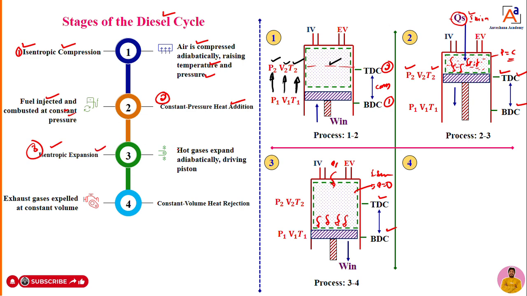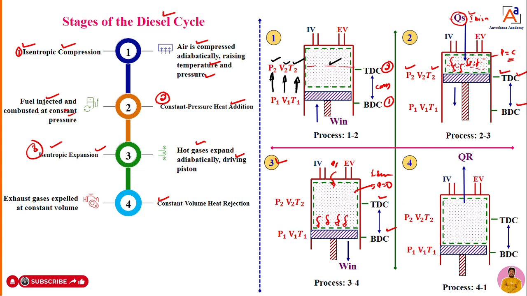In adiabatic expansion, what actually happened? Hot gases expand adiabatically, hence drive the piston from TDC to BDC. That is nothing but adiabatic expansion or isentropic expansion, that we can call the third process, dear students. Then what is the fourth process? Constant volume heat rejection.